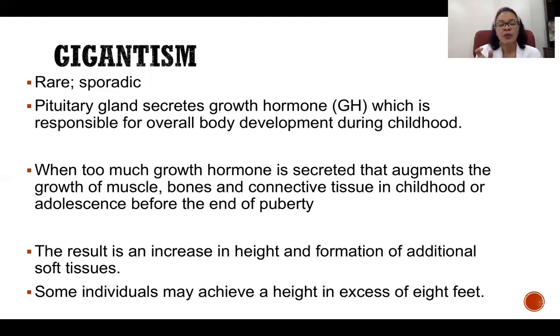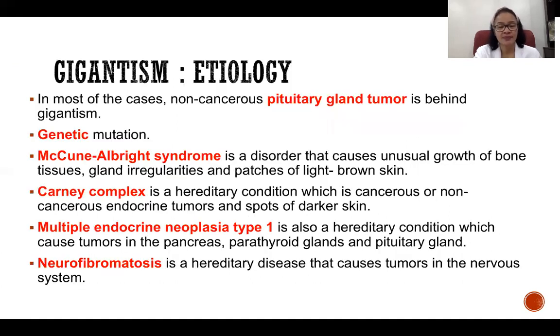So the growth hormone being secreted is in excess, therefore it augments the growth not only of the bones but also of the connective tissues and the muscles, during childhood or adolescence, before the end of puberty, meaning to say the epiphysis is still open. So what would be the effect? There would be an increase in height and formation of additional soft tissues. And some individuals may achieve a height in excess of 8 feet.